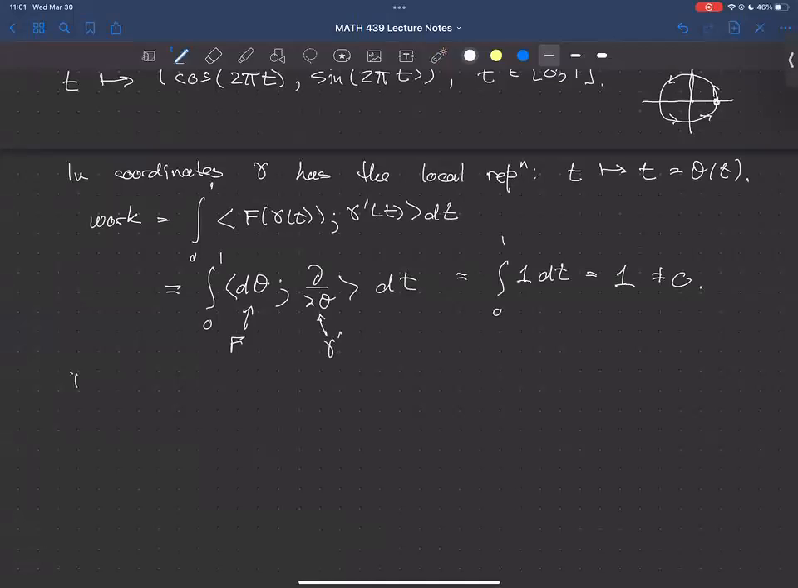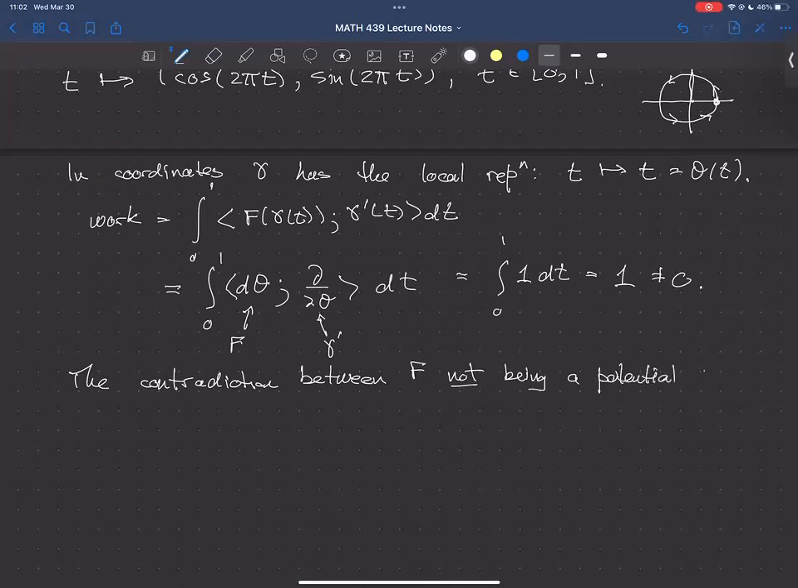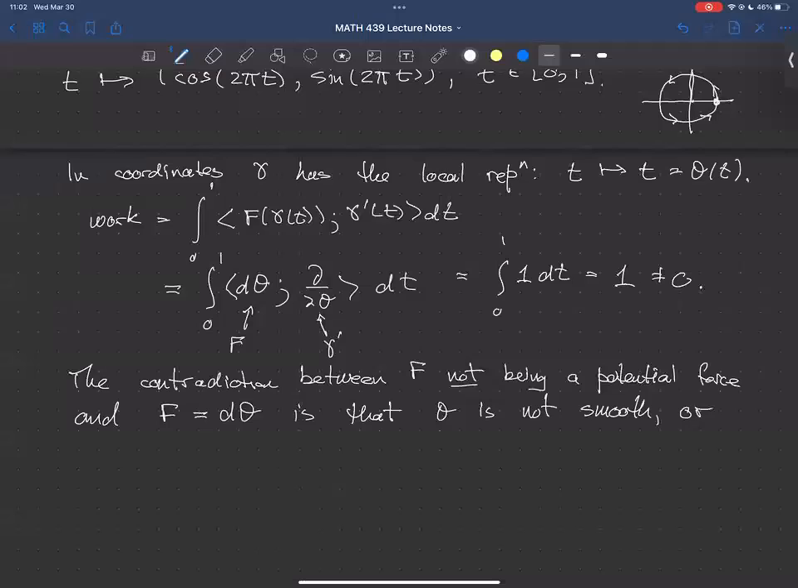So the contradiction here between F not being a potential force and F equals d theta, in other words, looking exactly like a potential force, is that theta is not a smooth or even continuous function on S1.